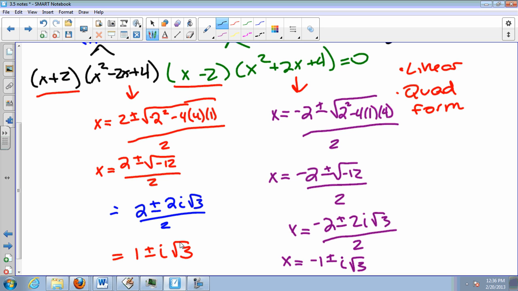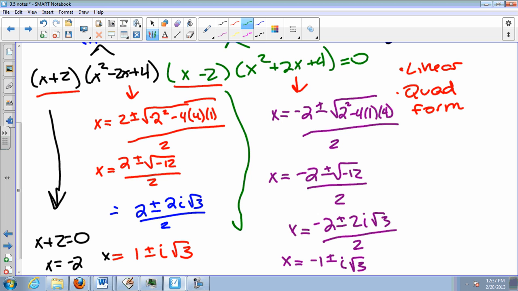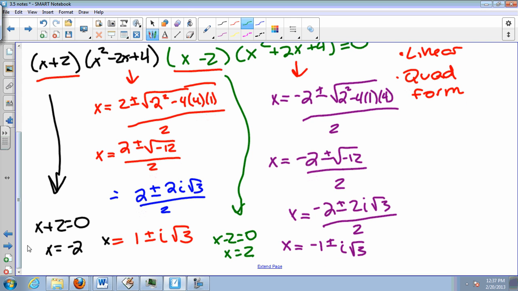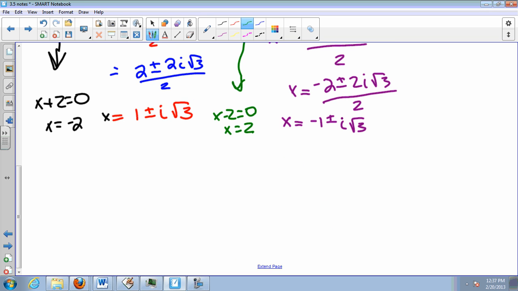So that gave us 1, 2, 3, 4 solutions, plus our ones from the linear. x plus 2 equals 0, so x equals negative 2. x minus 2 equals 0, so x equals 2. So we got 1, 2, 3, 4, 5, 6 solutions, and we were degree 6 to start. So we have found all of our zeros.